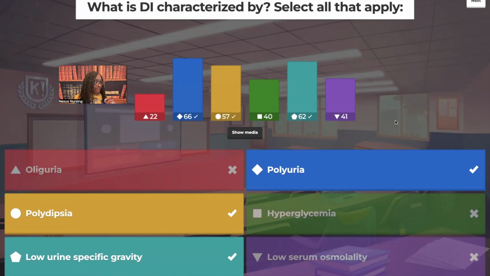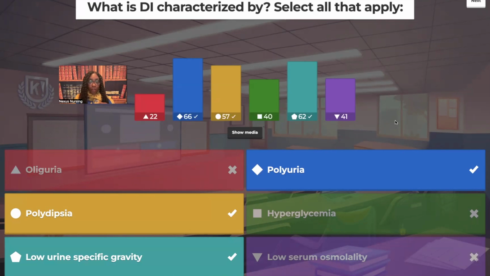When it comes to DI, do we see oliguria, which is an abnormally low amount of urination? False. In DI, we see the opposite. They're urinating all over the place. And when I say all over the place, I'm talking about, guys, 2 to 20 liters of fluid a day. All right. So that's false.